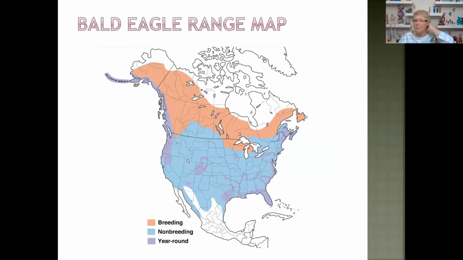Now, some of them migrate, but not all of them. It really depends on whether there's food available. If there's food available where they are, they might just stay where they are and not migrate. If there's not food, if they live somewhere where it's pretty cold, then they will go south for the winter and return to the breeding areas.